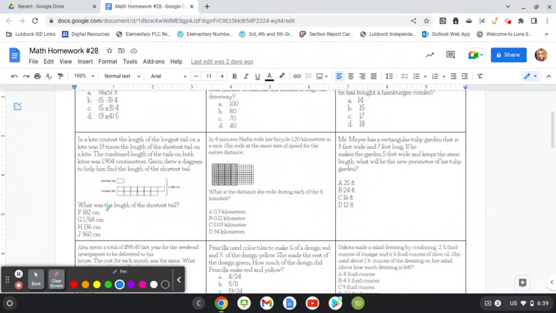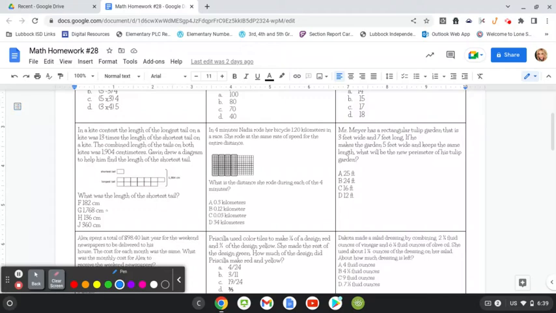Okay. On the next one, it says in a kite contest, the length of the longest tail on a kite is 13 times the length of the shortest tail on a kite. The combined length of both kites is 1,904 centimeters. Gavin drew a diagram to help him find the length of the shortest tail. What is the length of the shortest tail? This one was confusing because you see the number 13 right here.